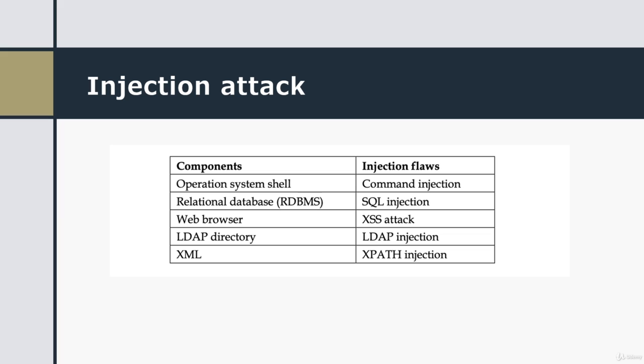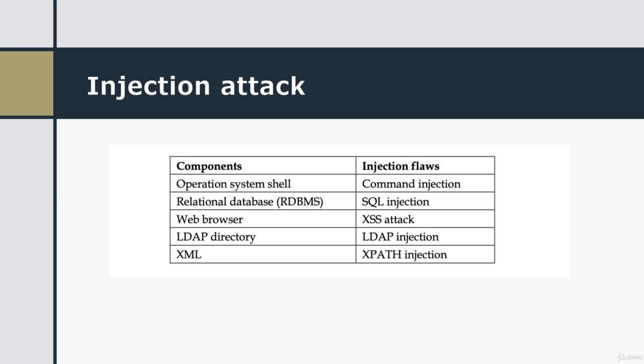Okay guys, so basically an injection flaw is used to gain access to the underlying component to which the application is sending data to execute some task. As you can see in the following table in front of you, this table shows the most common components used by web applications that are often targeted by an injection attack when the input from the user is not sanitized by the application.